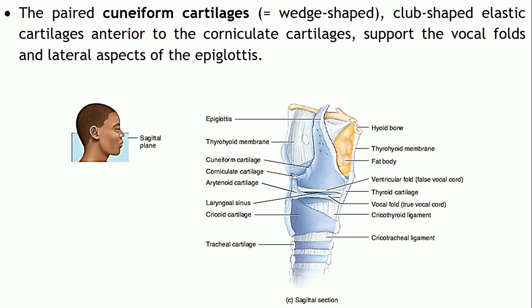Then the next paired cartilage is the cuneiform cartilages, wedge shaped or club shaped cartilage. Now, these mainly comprise elastic cartilage. And where are they located? They are located anterior to the corniculate cartilage. That is the cuneiform cartilage. This is the lateral aspect, so it is showing only one. There is one more on the other side. So, it is again a paired cartilage located anterior to the corniculate cartilages. This in turn supports the vocal folds and the lateral aspects of the epiglottis. That is your epiglottis. So, it is supporting the vocal folds as well as the epiglottis.